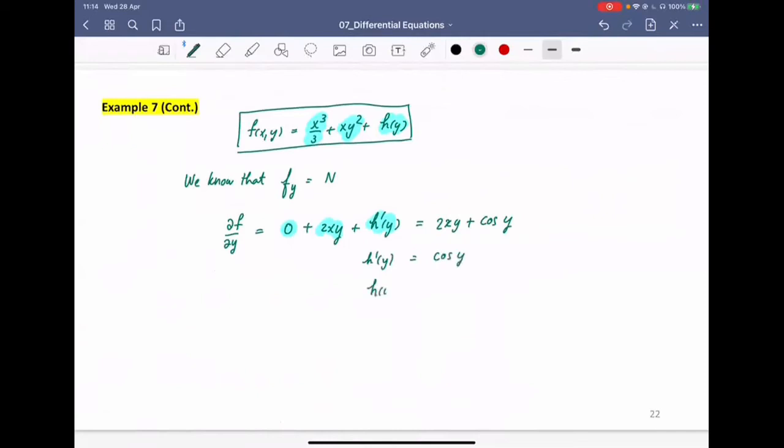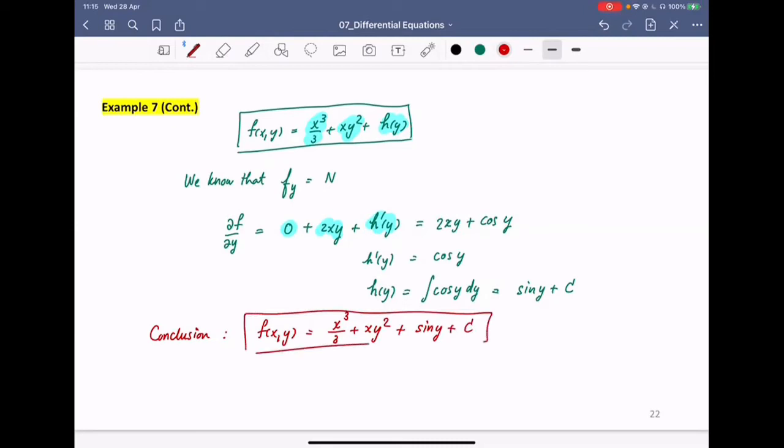And that means h(y) is going to be the integral of cosine y dy. Well, this is just integration in one dimension now, so you get sine y plus c. Okay, good, I have h(y). So at the end, conclusion, my f(x,y) is going to be x cubed over 3 plus xy squared plus h(y), which is sine y plus c. Well, this is my function f.